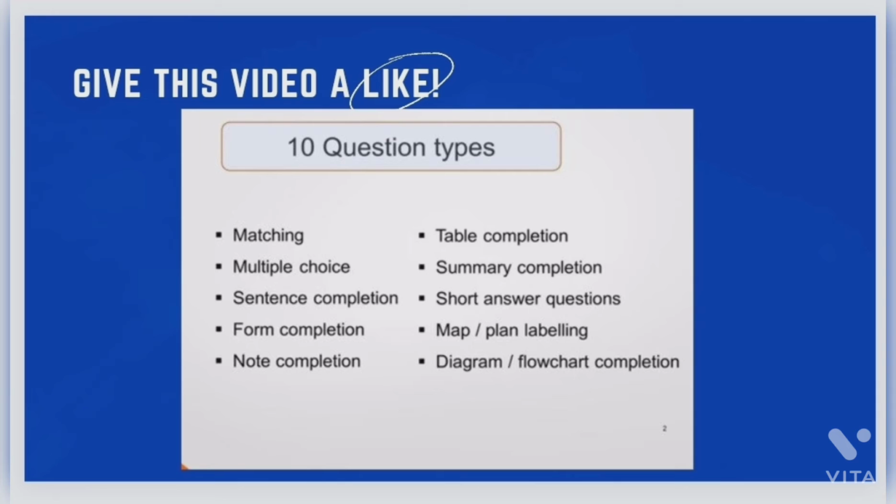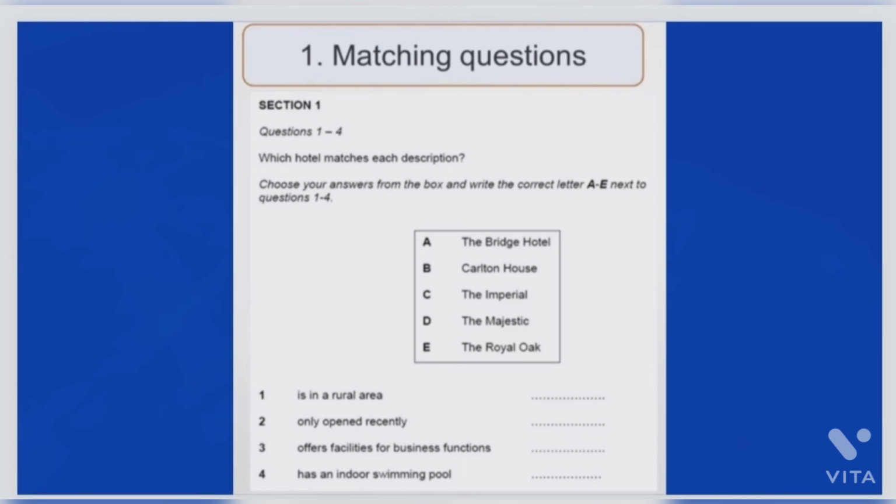The test will include around 5 of these, so you need to know how to answer them all. In this lesson, I am going to give you an overview with examples. You may pause the video to understand it better. We will start with matching questions. These are especially common in part 1. You are required to listen for details in a conversation between two people. Here, in the question, you must match the hotels A to E with the descriptions 1 to 4.